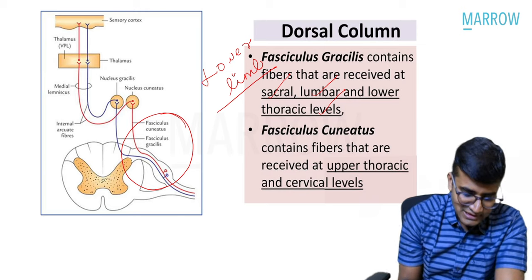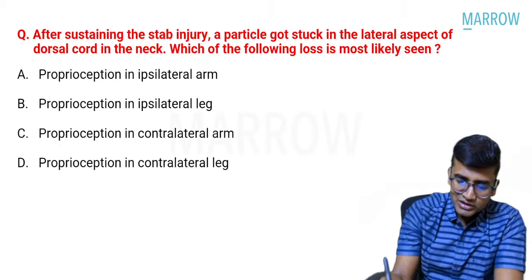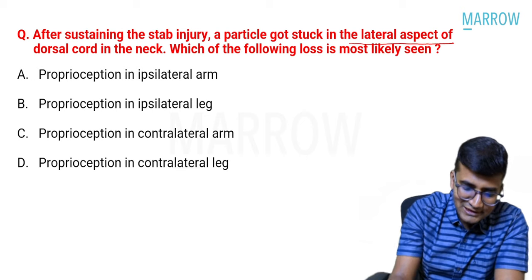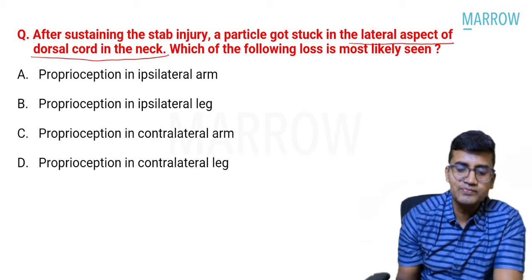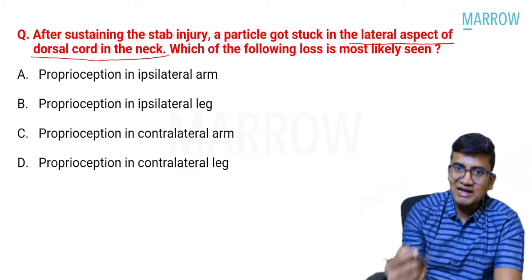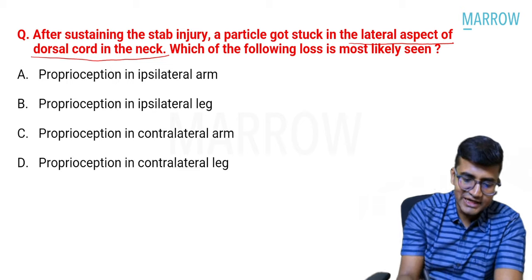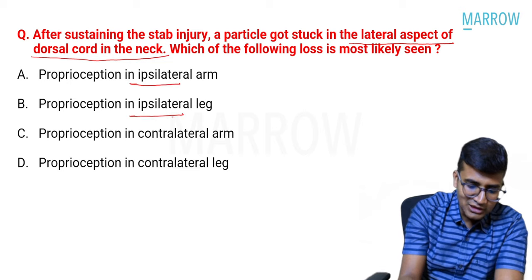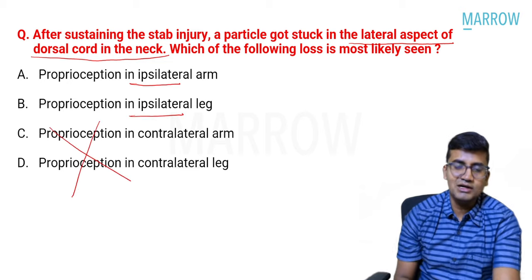Okay, right. So now see the question. Now we have the injury in the lateral aspect of the dorsal cord in the neck, which means the patient will have effect on which side? Same side. Ipsilateral. So option C and D are not correct.